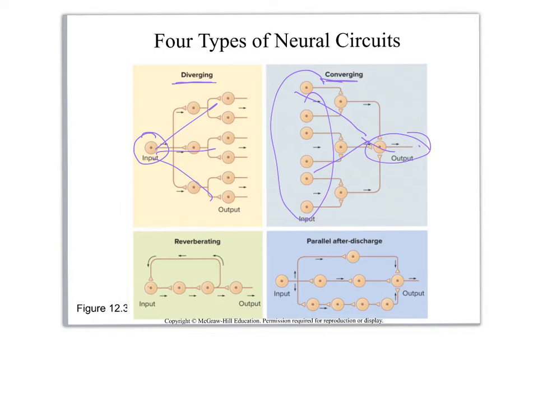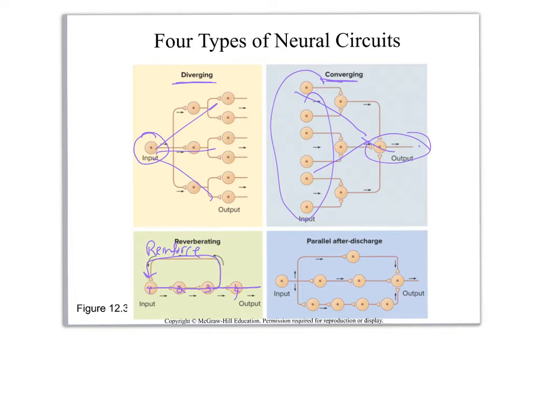Reverberating is you've got 1, 2, 3, and 4. And so it goes in this pattern, and it's going to continue to go that way, but it's also going to send another stimulus that goes back to point 1. And it basically reinforces that signal and keeps it going.